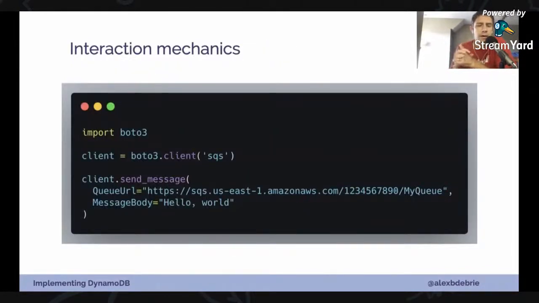This is working with SQS, which is a queue service from Amazon, and basically it's a 3-step process whenever you're interacting with an AWS service. First you're going to import the library. So this is in Python. I'm importing Boto 3, which is the AWS SDK for Python.